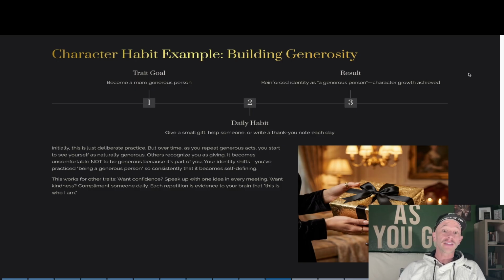Others recognize you as giving. It becomes uncomfortable not to be generous because it's a part of you. Your identity shifts. You've practiced being a generous person so consistently that it becomes self-defining. This works for other traits. Want confidence? Speak up with an idea at a meeting. You want kindness? Compliment someone daily. Each repetition is evidence to your brain that this is who I am.